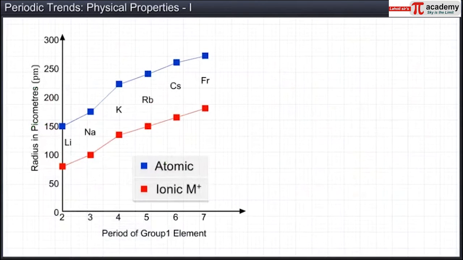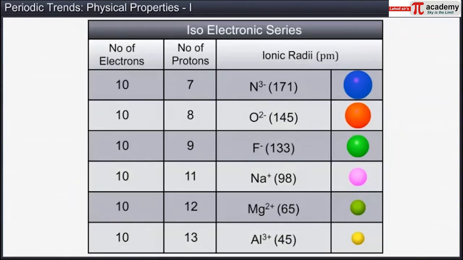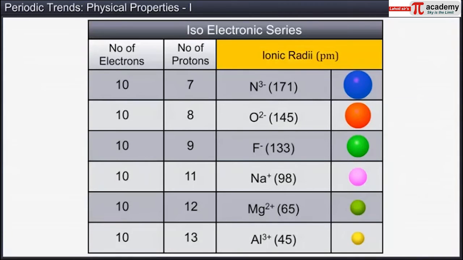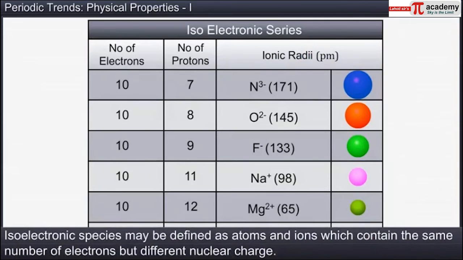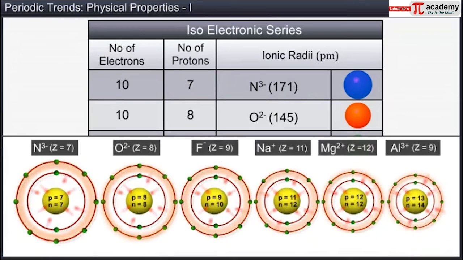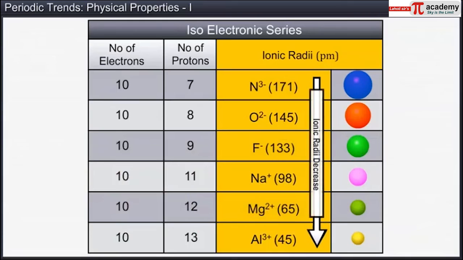Clearly, the variation between the atomic and ionic radius depends on the effective nuclear charge. This is why the ions belonging to isoelectronic series have different ionic radii. Isoelectronic species may be defined as atoms and ions which contain the same number of electrons but differ in nuclear charge. Within a series of isoelectronic species, as the nuclear charge increases, the force of attraction by the nucleus on the electrons also increases. As a result, ionic radii decrease.